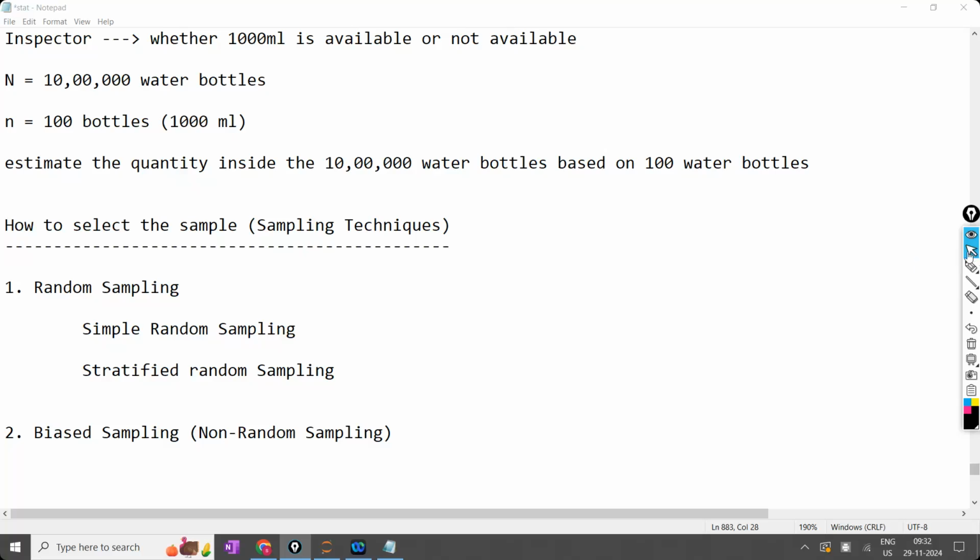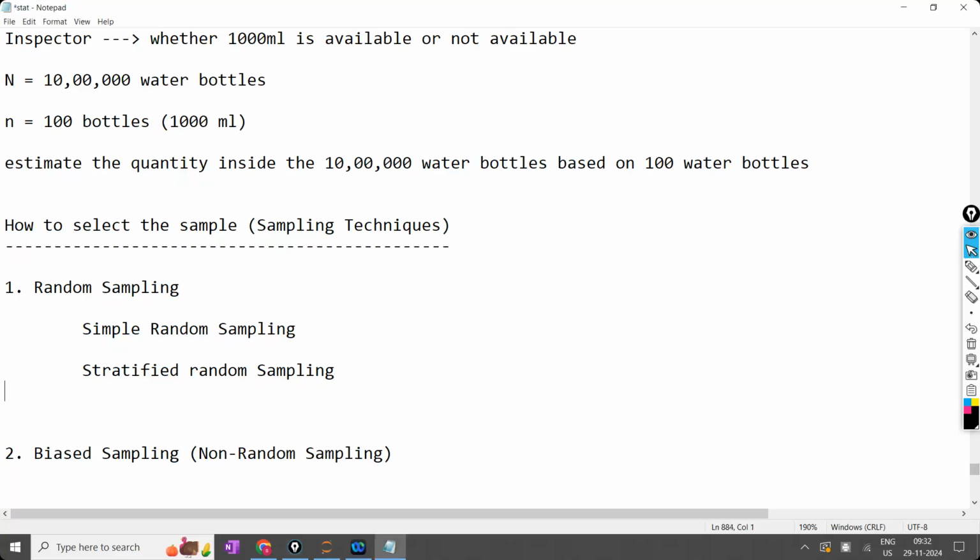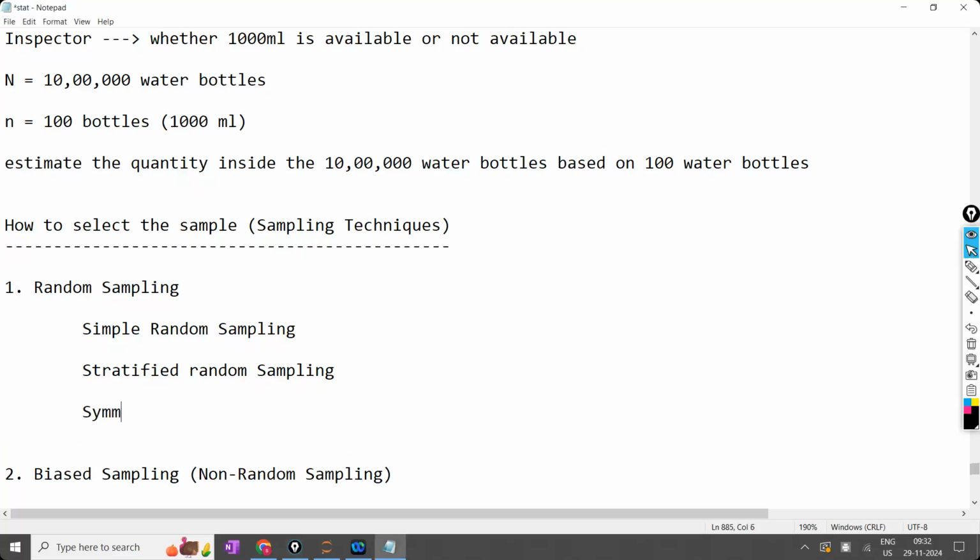Next one is called as systematic sampling. Systematic random sampling.